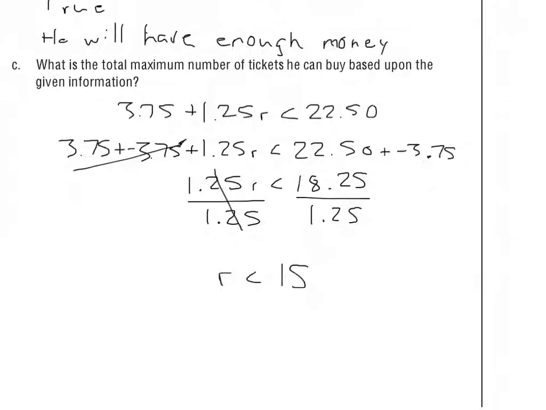Because when we come down to our answer, he can buy exactly 15 tickets. That would be okay. All right. So the number of tickets that he can buy has to be less than or equal to 15. So the largest thing that he could purchase is going to be exactly 15 tickets. All right. So he can purchase 15 tickets.